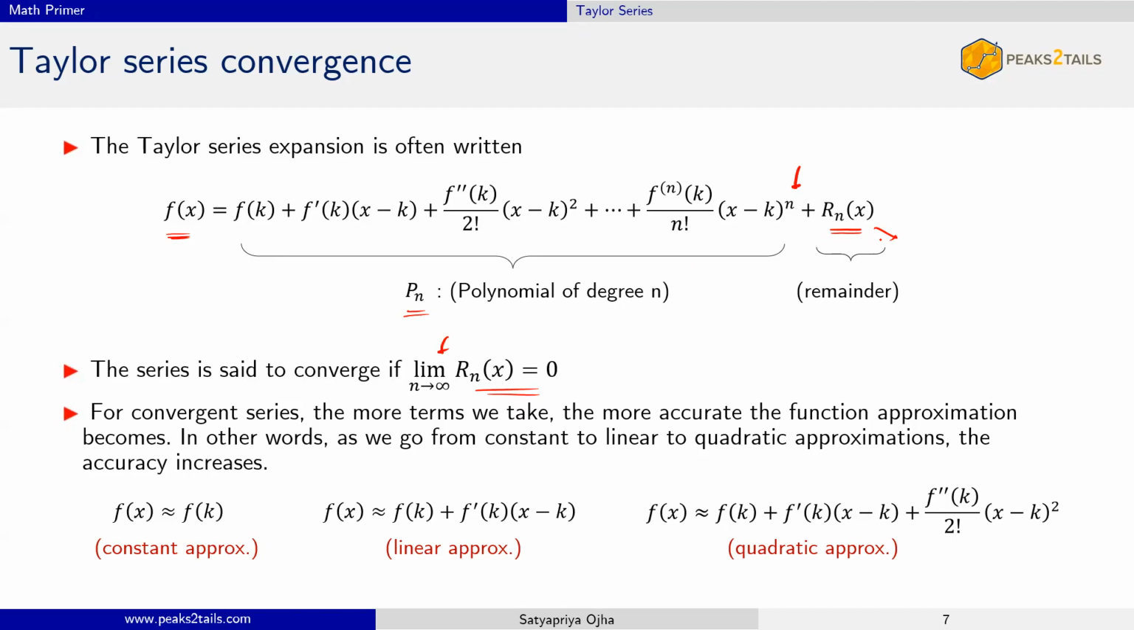The remainder is like an error. The error term should go close to zero if you include more and more terms. You keep increasing n, which means the degree of the polynomial, the number of terms that you're considering, is more and more. If the remainder shrinks to zero, then we say the series converges.